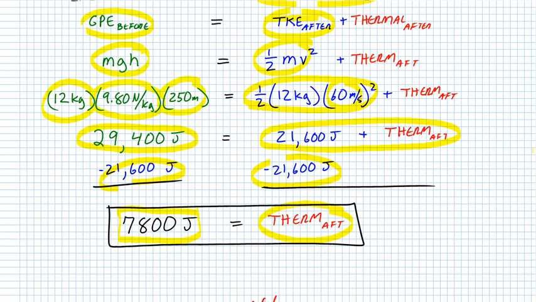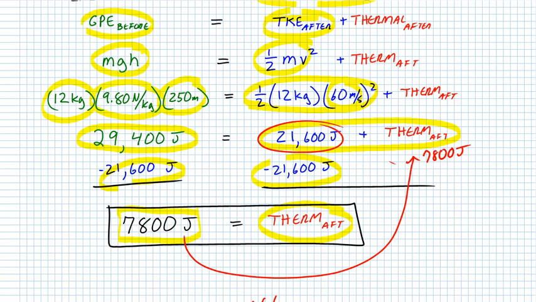And we can go back and check that. If we were to plug in 7,800 joules there, and then add 21,600 to 7,800, we'd come up with 29,400. So that's the solution.